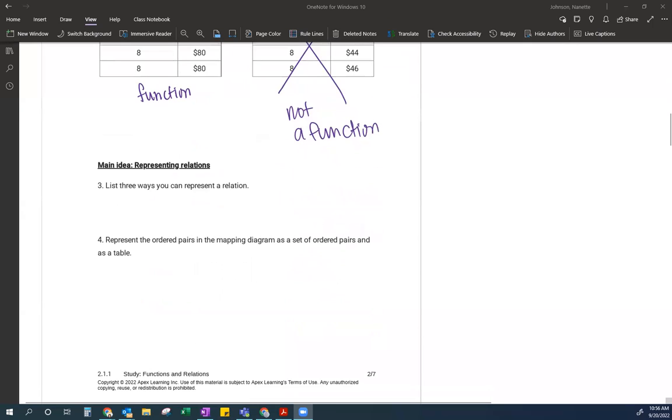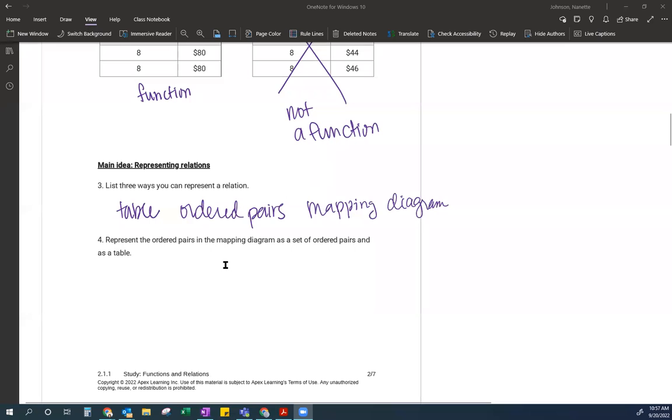So list 3 ways that you can represent a function or a relation. So one is in a table, and you just saw that. Another one is in ordered pairs. And then the last one is a mapping diagram. And there's other ones too, but we're not talking about those. So we'll talk about each of these right here.